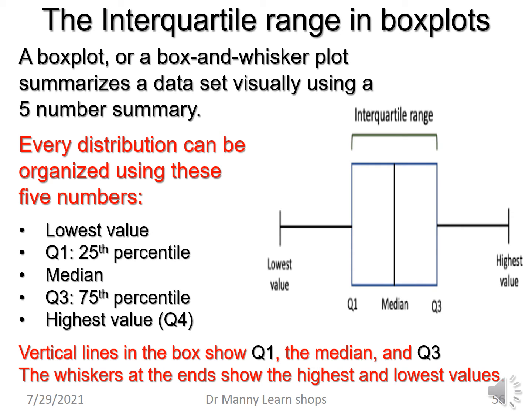When we look at the interquartile range in box plots, well, first of all, what is a box plot? A box plot, or a box and whisker plot, is a tool that summarizes a data set visually using a 5-number summary. Every distribution can be organized using these 5 numbers: the lowest value, the first quartile, the median, the third quartile, and the highest value. Vertical lines in the box show the first quartile, the median, and the third quartile. The whiskers at the end show the highest and lowest values.